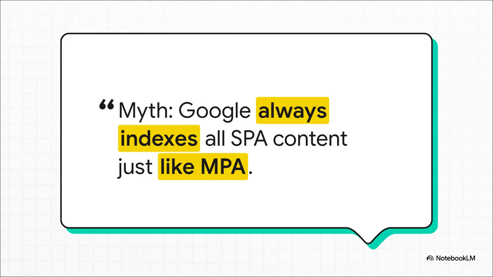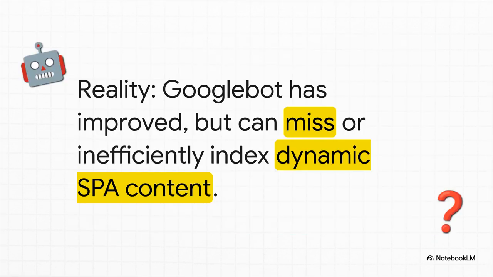And this is another belief that can get you into a world of trouble. It's this idea that, hey, Google's tech is so advanced now, it doesn't matter what you build. They'll figure it out. But here's the bottom line. Google's crawler, as smart as it is, is not perfect. It's a machine, and it works on a budget. It has to make choices.